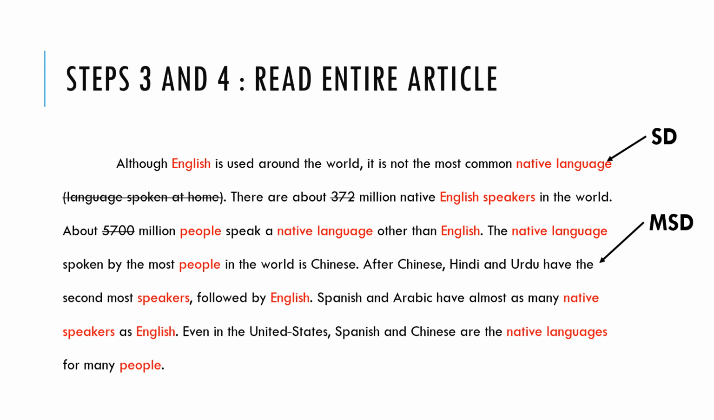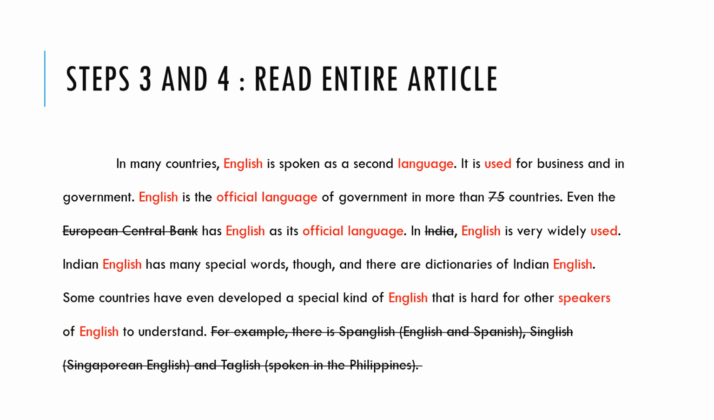So the major supporting detail is, although English is used around the world, it's not the most common native language, right? So the thing about this sentence here is you're saying it's not the most common native language. So we want to know, well, what is the most common native language? So in this one, it says after Chinese, right? Chinese is the most common. There's Hindu and Urdu, and then there's English. Right? So this explains, okay, it's not the most common, it's actually number 4, right? We have 1, 2, 3, and then we have English after that. So again, while we're reading through this one, we can keep on highlighting, we can keep on crossing out.